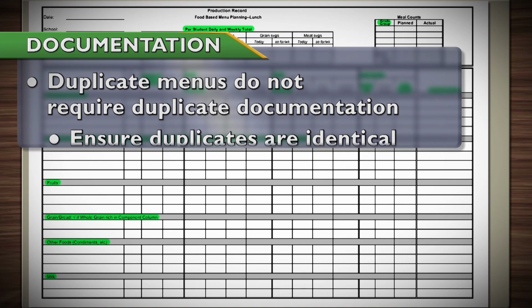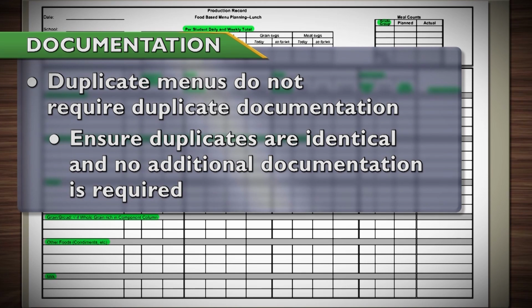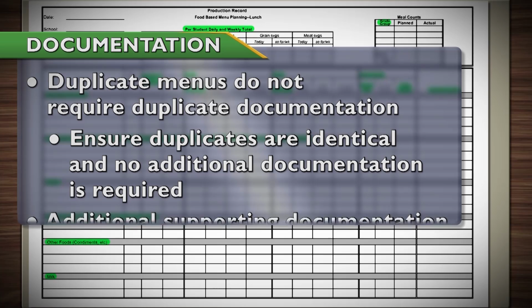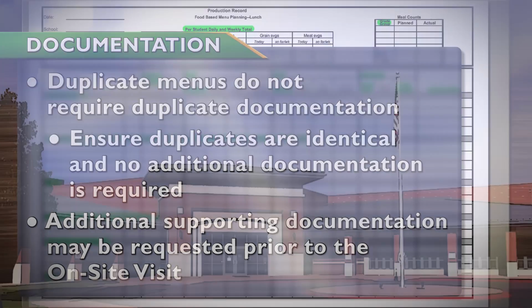However, the LEA and the DESE Nutrition Program Specialist should ensure that menus are indeed identical and that no additional documentation is required. Additional supporting documentation may be requested by the reviewer prior to the on-site visit based on the results of the Meal Compliance Assessment tool, which determines the site selected for a targeted menu review.